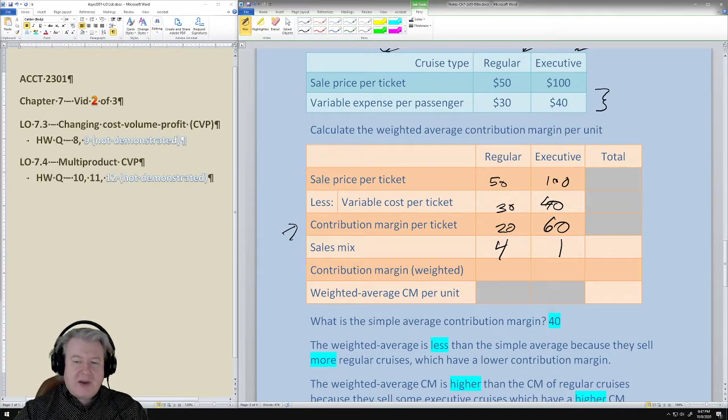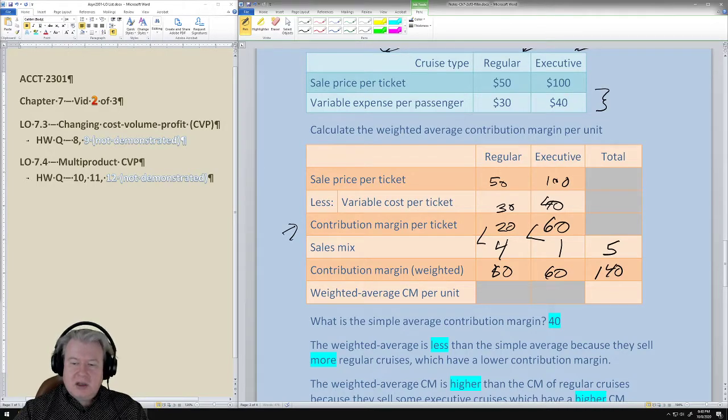Well, we would end up having 4 regular cruises and 1 executive cruise. And what we do is we multiply these two numbers. So we would say we have $80 worth of contribution margin in the regular and 60. We would add those two together. Well, we'd say there's a total of 5 things, and the total amount of contribution margin is going to be 140.